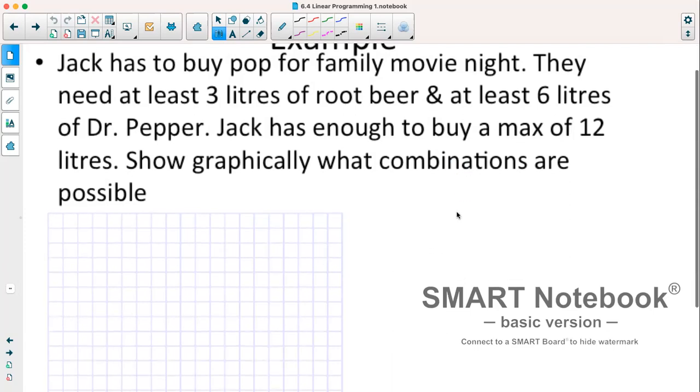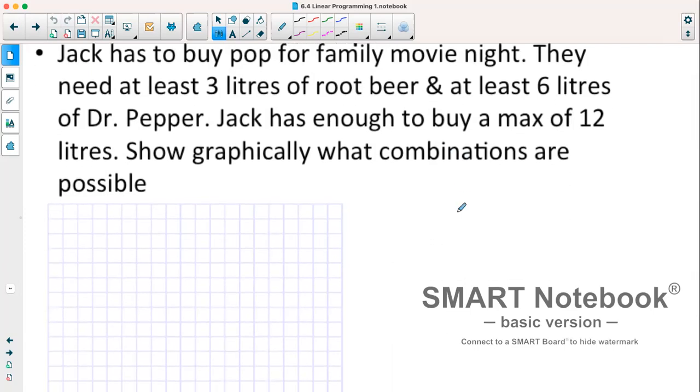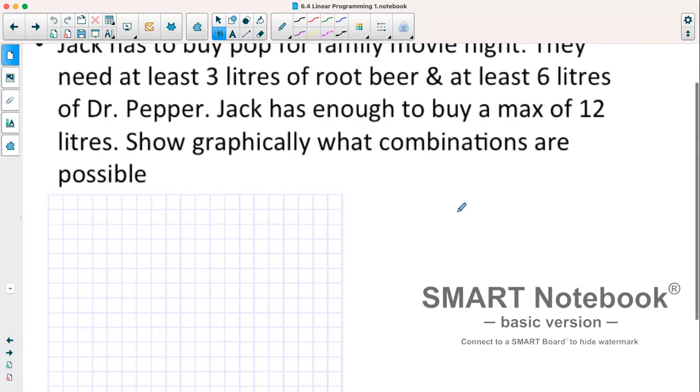So first thing we might want to do is define our variables. I might say my X is my root beer, and my Y is Dr. Pepper.